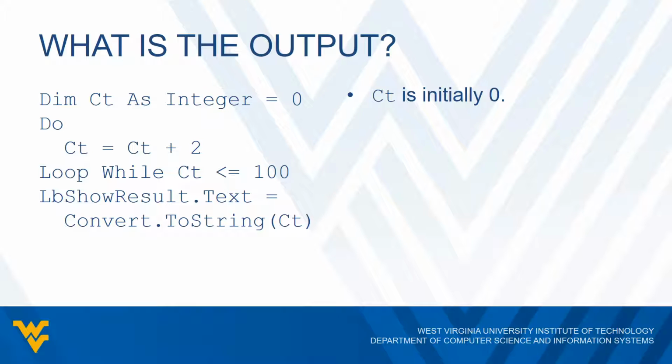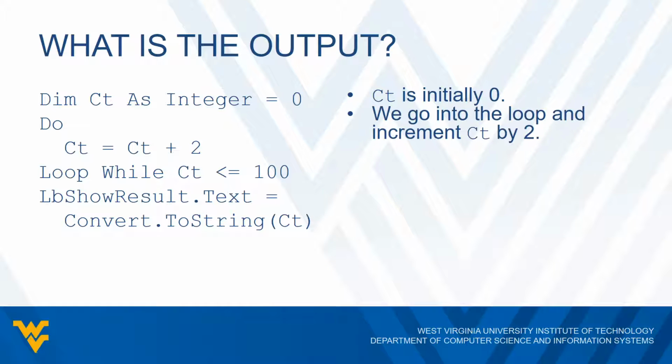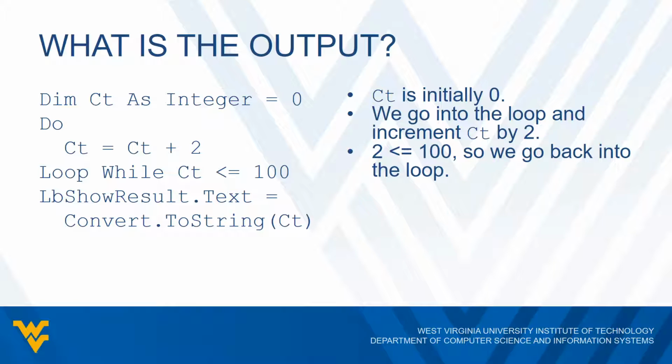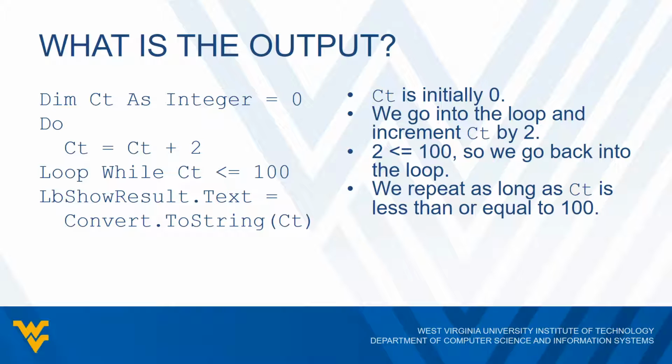So once again, we have CT initially 0. We'll go into the loop because this is a post-test loop, and we'll increment CT by 2. So the first time we check our condition, we're going to see that 2 is less than or equal to 100. That is true. So we're going to go back into the loop. And we're going to keep repeating this as long as CT is less than or equal to 100.